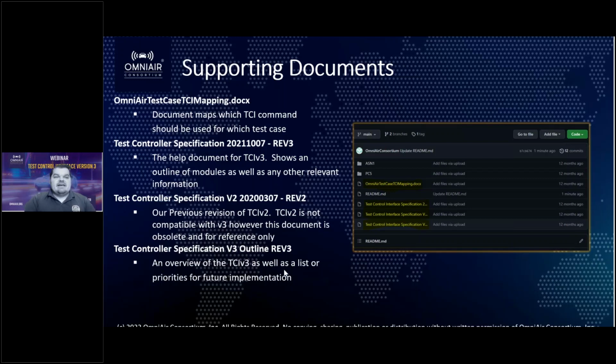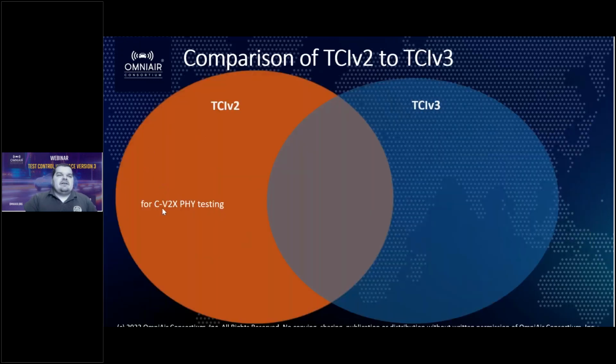This document was created before the new revision of the TCI document. It gives an overview of what we're doing in TCI v3. As well, it sets up a list of priorities, say P1, P2, and P3. Those items include updating per specific testing requirements, say application testing later on, or security testing later on.